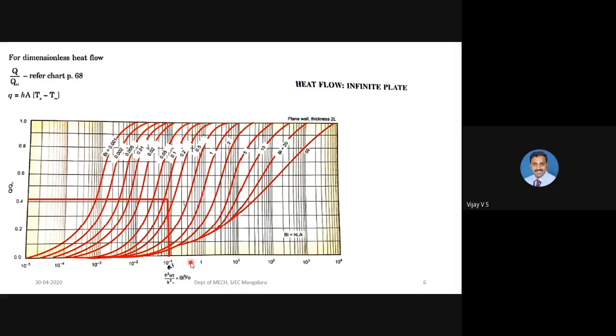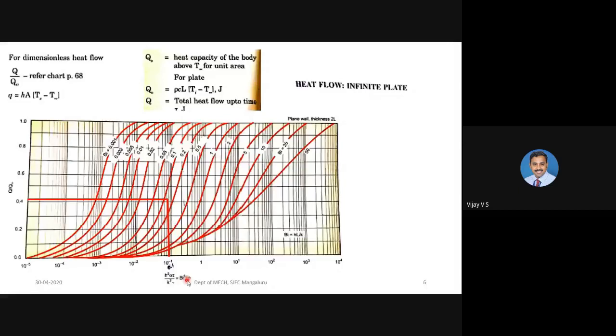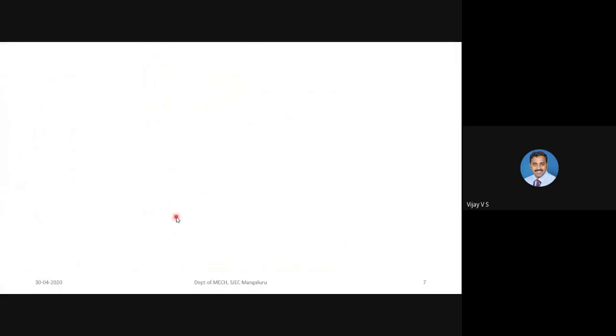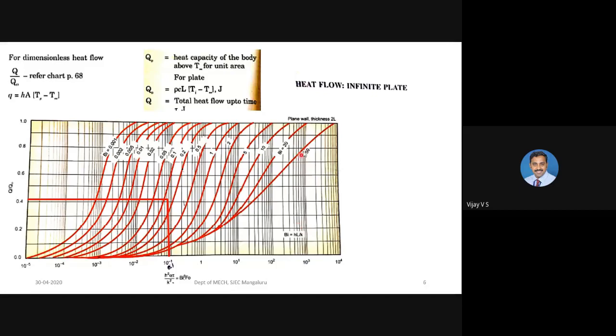Page number 68, the third graph. On the x-axis we have Bi square into Fo. So multiply Bi square into Fo. You will get the value of Bi square into Fo as 0.093. Now for 0.093, and this is the Biot number, we know it is around 0.165. So between 0.1 and 0.2 we have 0.16.